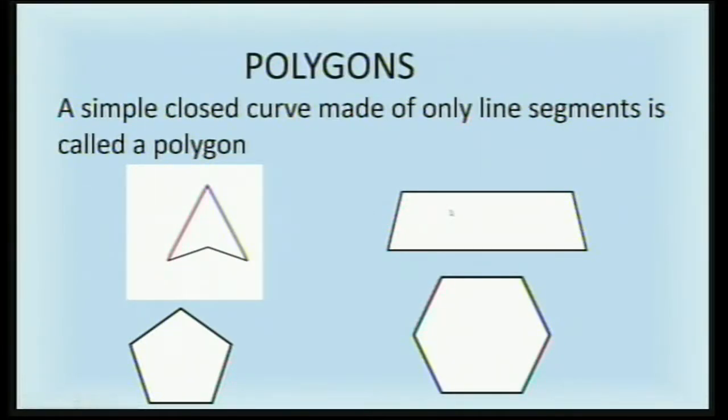Now coming to the second one. Here also you have 1, 2, 3 and 4. These are the 4 corners or the 4 vertices of this polygon. What about the sides? Again I count 1, 2, 3 and 4. So here also the polygon has got 4 vertices and 4 sides.